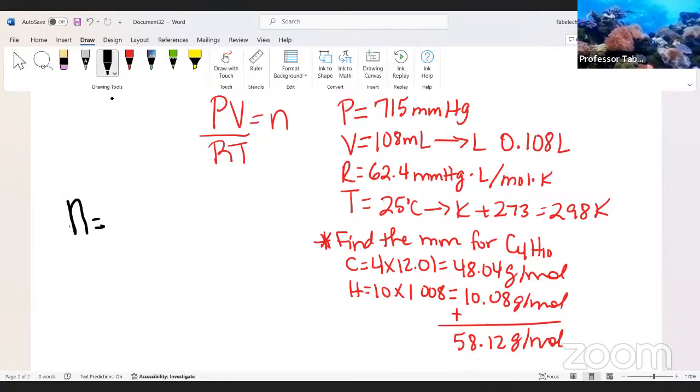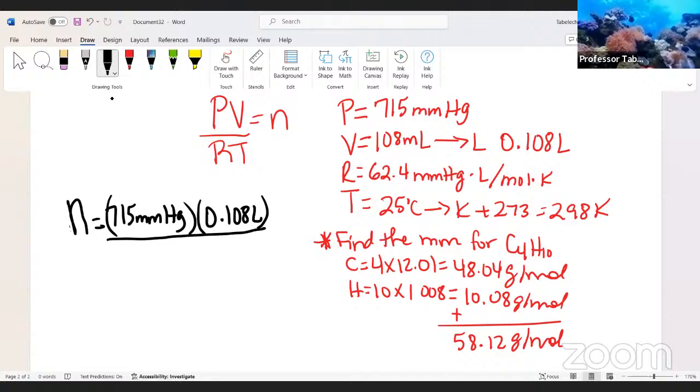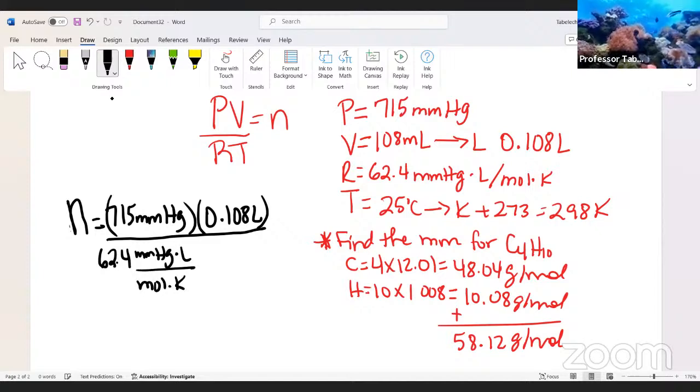n equals, so the pressure was 715 millimeters of mercury times your volume, 0.108 liters. Divide that by your R constant, which was 62.4 millimeters of mercury dot liters per mole dot Kelvin, times that by your temperature of 298 Kelvin.